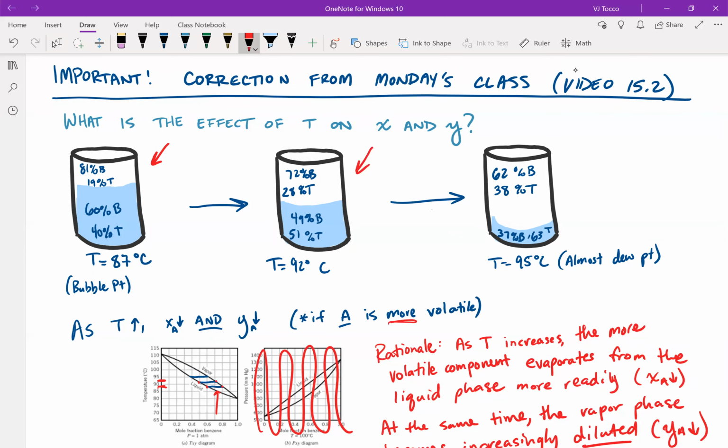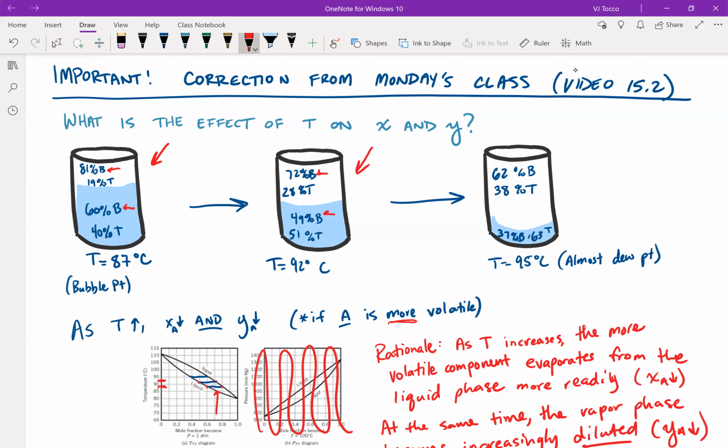So that's typically how my brain works, but if for whatever reason we're talking about the less volatile component, it reverses, right? So you have to specify, or you have to have an understanding of the convention of which component you're talking about. So what I mean there is that YA was 81% benzene, now it's 72% benzene. XA was 60% benzene, now it's 49% benzene. That trend will continue.